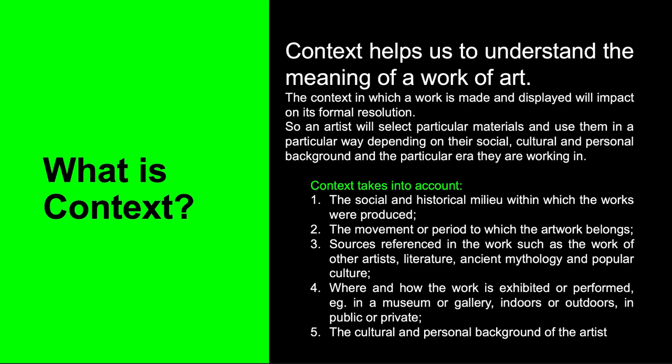So anyway, context takes into account several things, right? One is the social and historical millennium within which the works were produced. And that's what I was saying. The moment you understand what form, content, and subject are, you're able to understand the context. You're able to interpret what the art is all about. So it will also inform the movement or period to which the art belongs. And that's why you'll always hear people say, oh, that's modernist art, or that's Dadaism, or that's Bauhaus, or that's Rococo art, and so on and so forth. It's because people know what era that artwork was done in by simply looking at it, right?